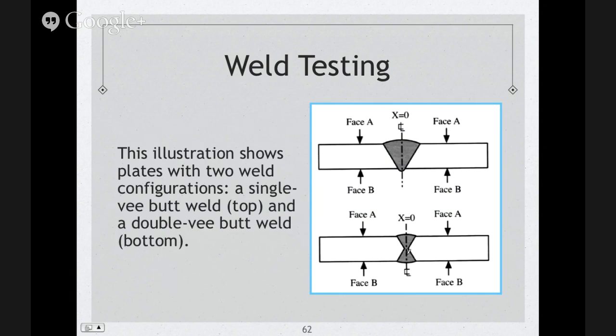So you have two different configurations of weld, right? You have the V butt weld, which is this type, and the double V, right? And obviously, it's obvious why they're called V butt weld, right? It looks like a V. And we can inspect them from these four surfaces, right?